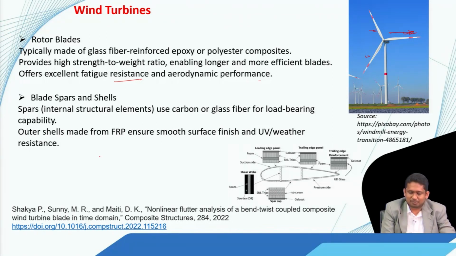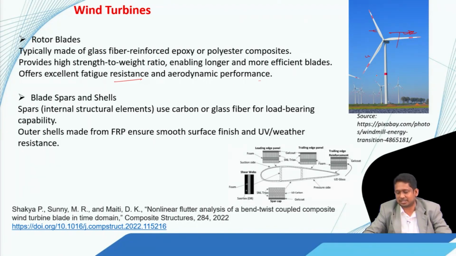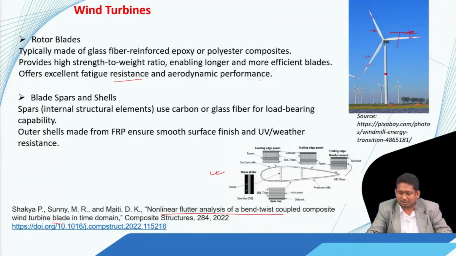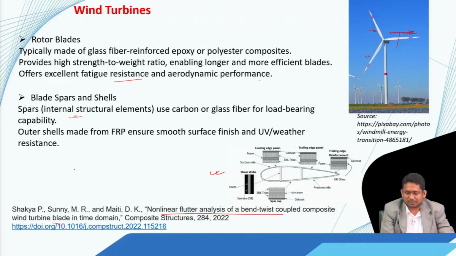Now, again, the cross section of a wind turbine blade also has parts. We can see one cross section here. This is taken from our paper on the study of composite blades. Here we can see how composite is used in different parts of the cross section. The spars are composites, and the skin is made of composites.